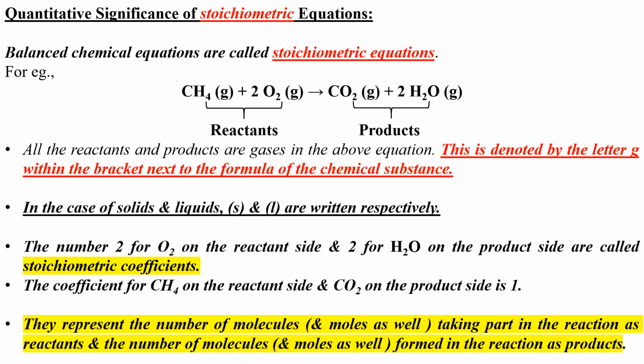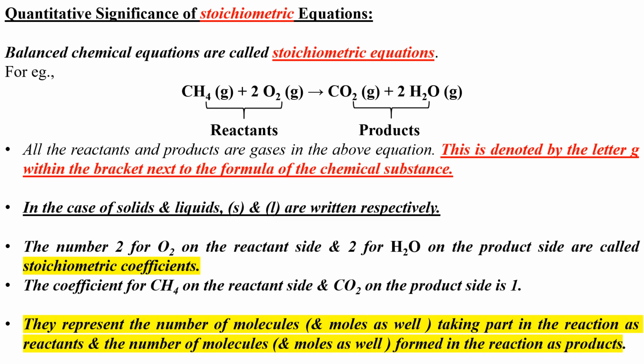Now look at the equation. All the reactants and products in this equation are gases. How did you come to know of it? This is denoted by the letter G, which is written within brackets next to the formula of the chemical substance. Clear? You write the letter G within brackets next to the formula of the reactant or product which exists in the form of a gas.